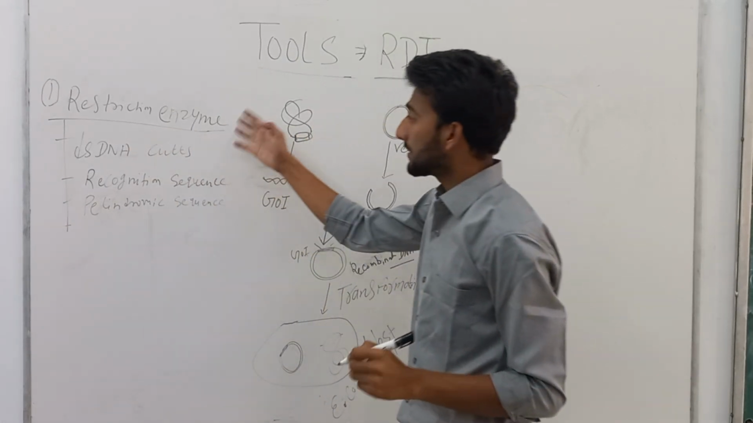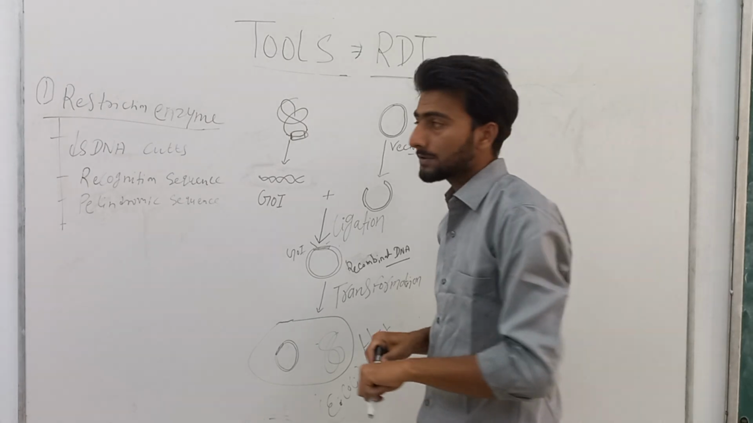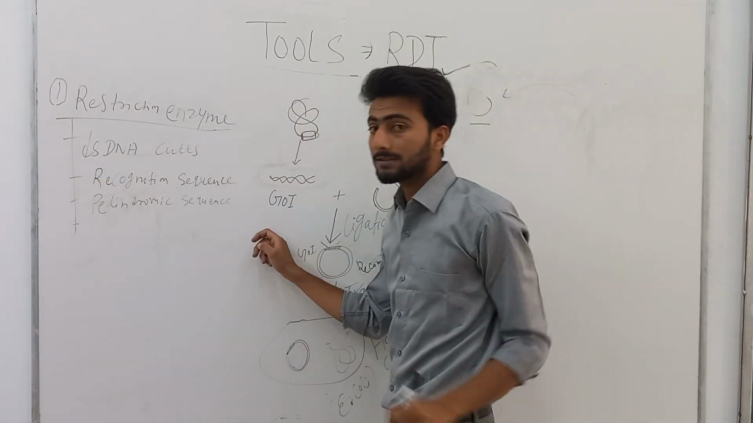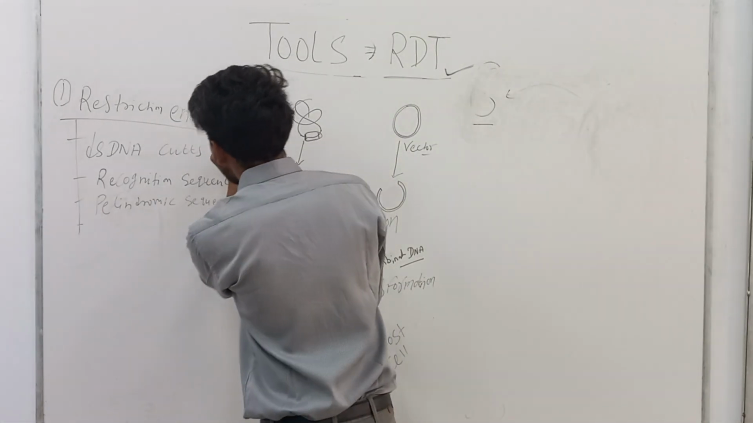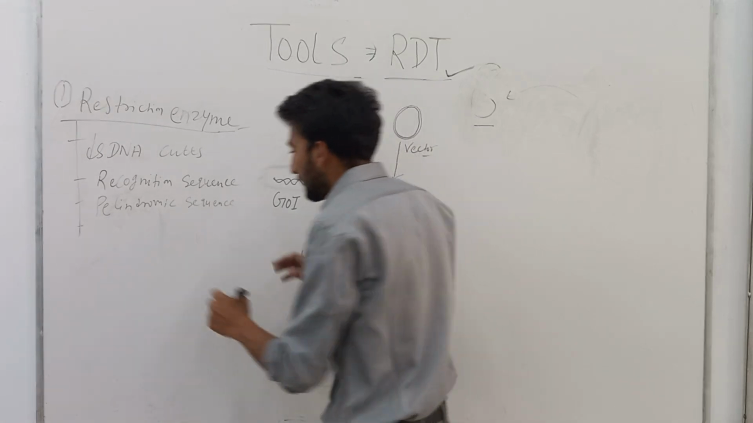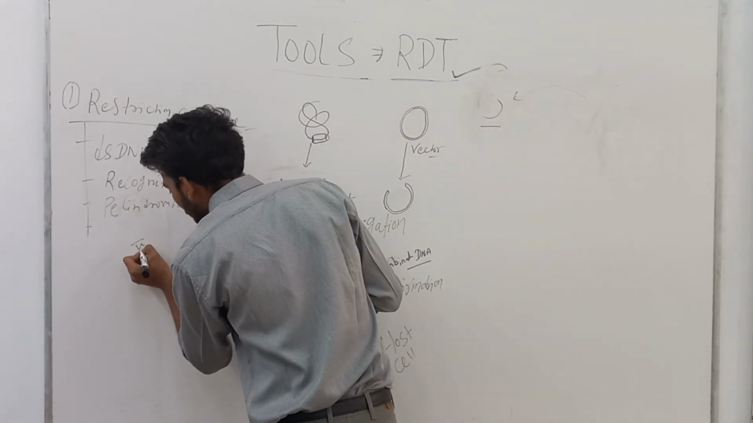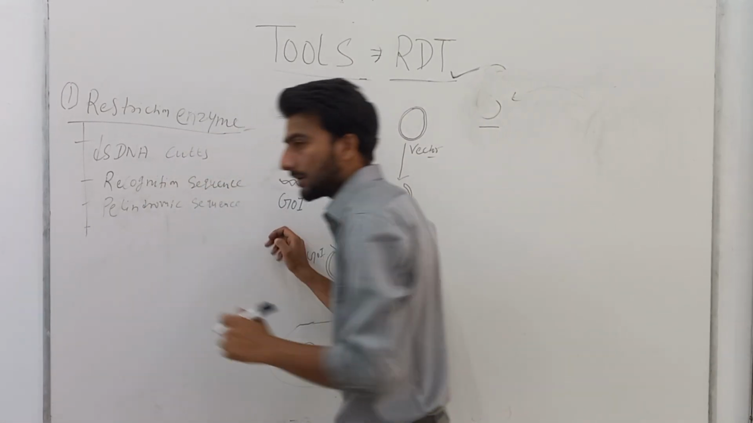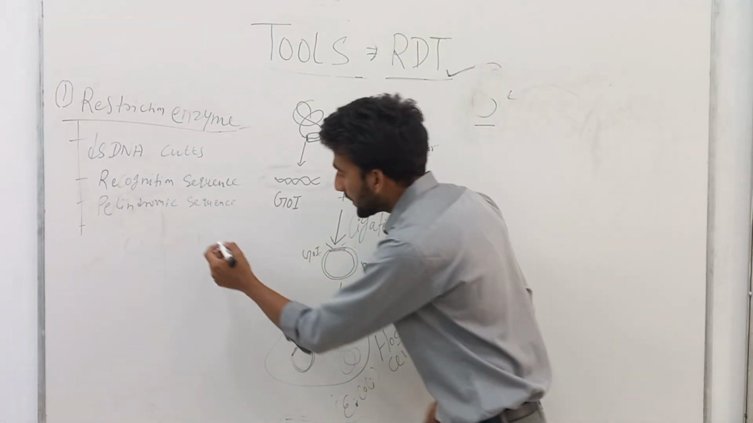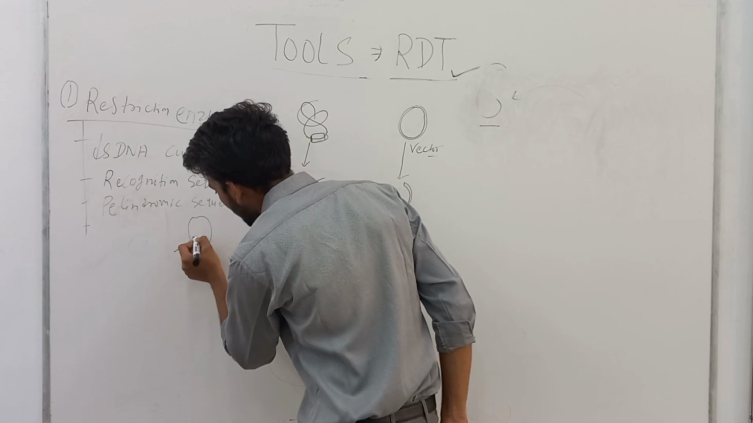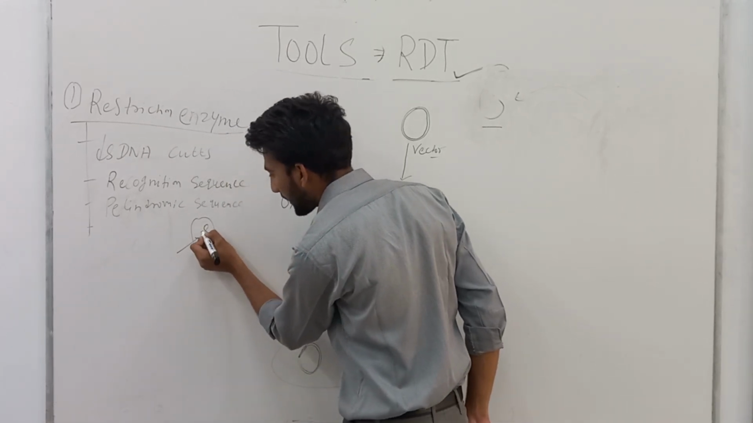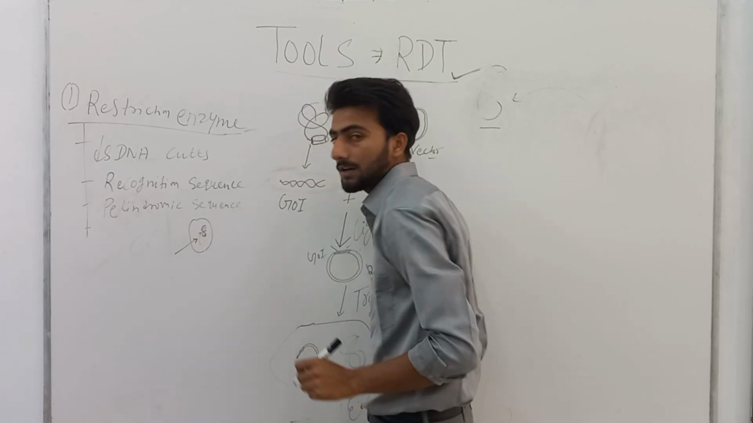Why are we calling them restriction enzymes? Because all restriction enzymes are isolated from bacterial cells, and it is a defense mechanism of the bacterial cell. How? When a pathogen, for example a virus, attacks the bacterial DNA, then the bacterial cell produces restriction enzyme and it will cut the viral DNA into fragments.